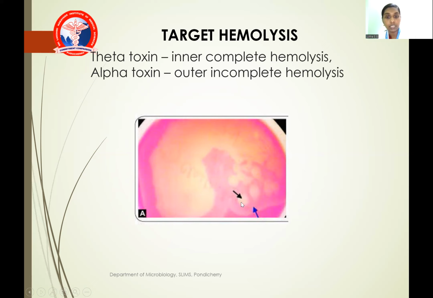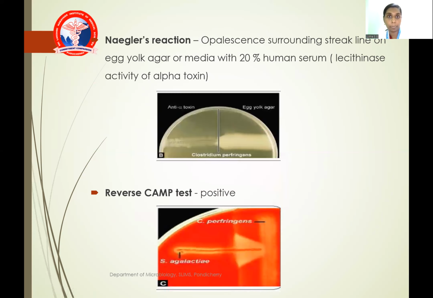You can see a zone of hemolysis, a complete zone of hemolysis within, and an incomplete zone of hemolysis outside. The inner complete hemolysis is due to the theta toxin, and the outer incomplete hemolysis is due to the alpha toxin. This is a feature of Clostridium perfringens.